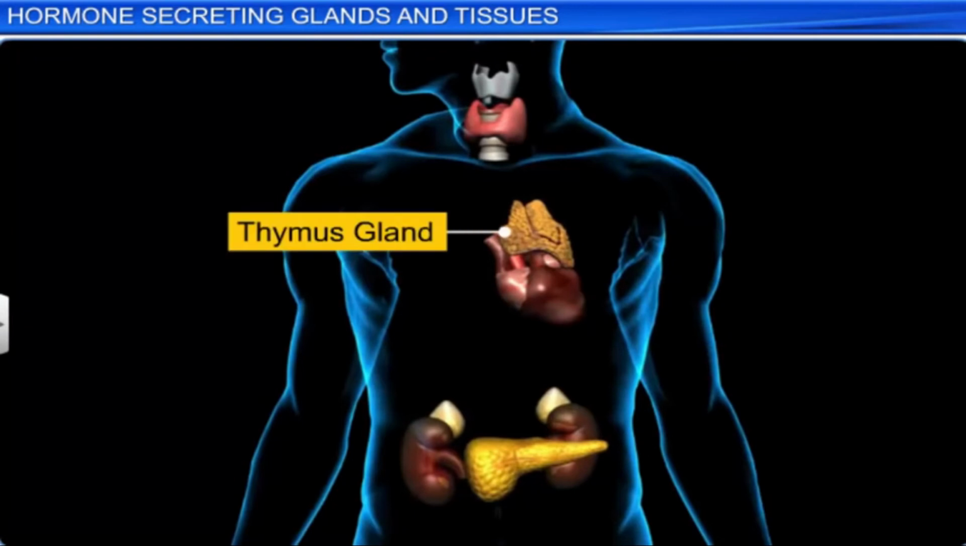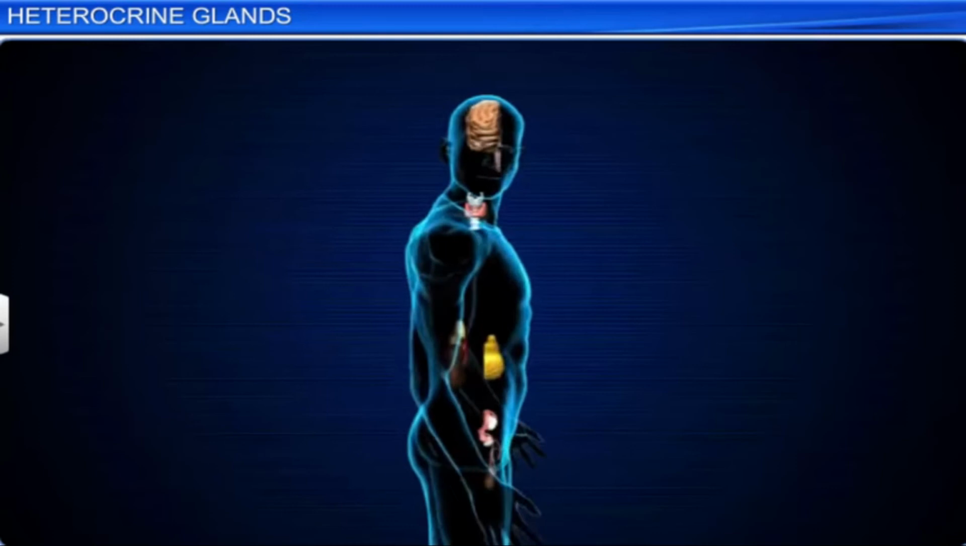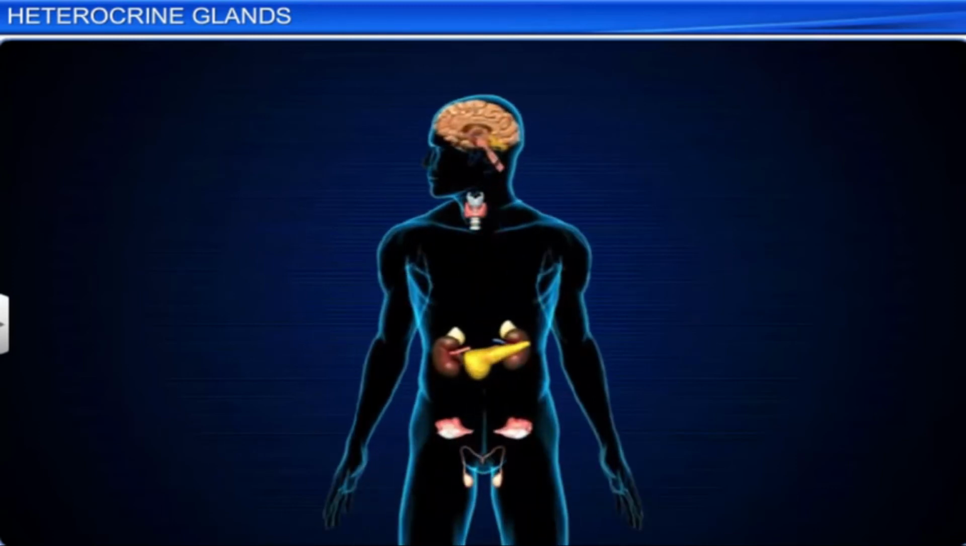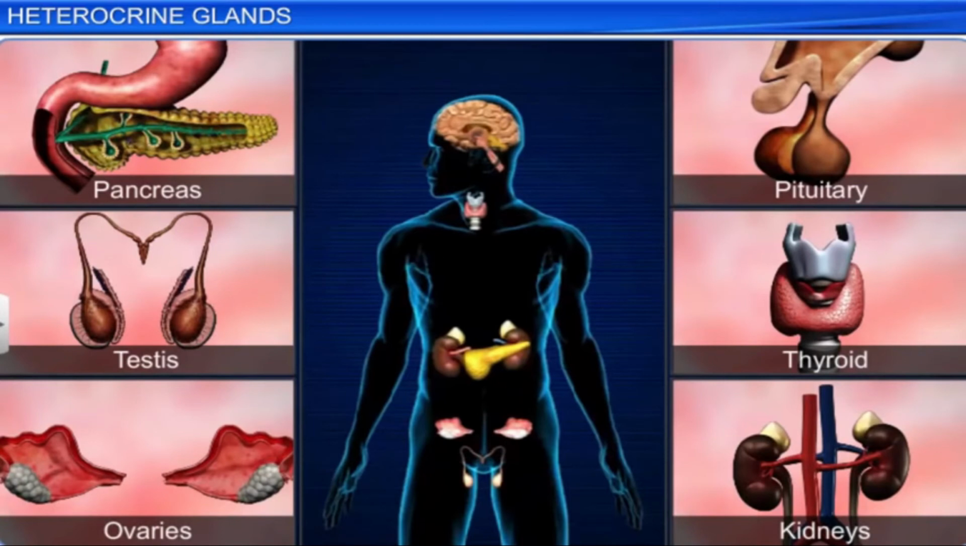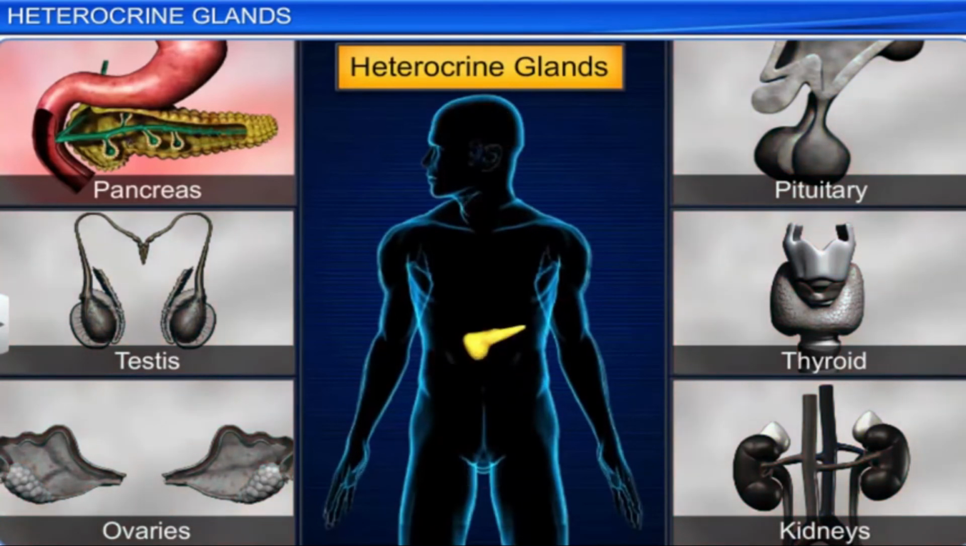Therefore, the thymus and adrenal glands, along with other tissues, secrete several hormones which travel through the bloodstream and coordinate and control the activity of target organs. The human body has both endocrine and exocrine glands. However, it also has a few glands that are both endocrine and exocrine. Such glands are called heterocrine or composite glands. For example, the pancreas, testes, and ovaries.